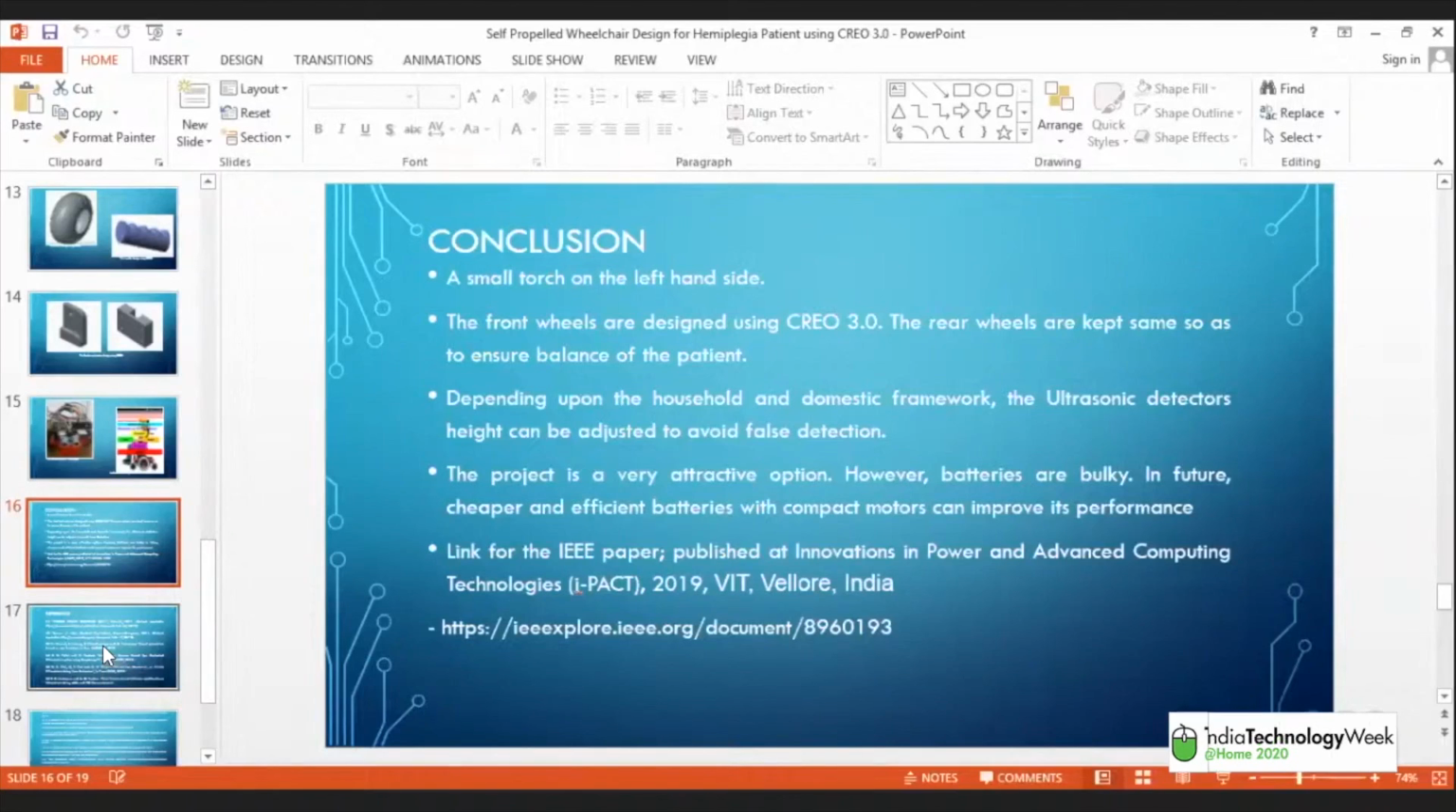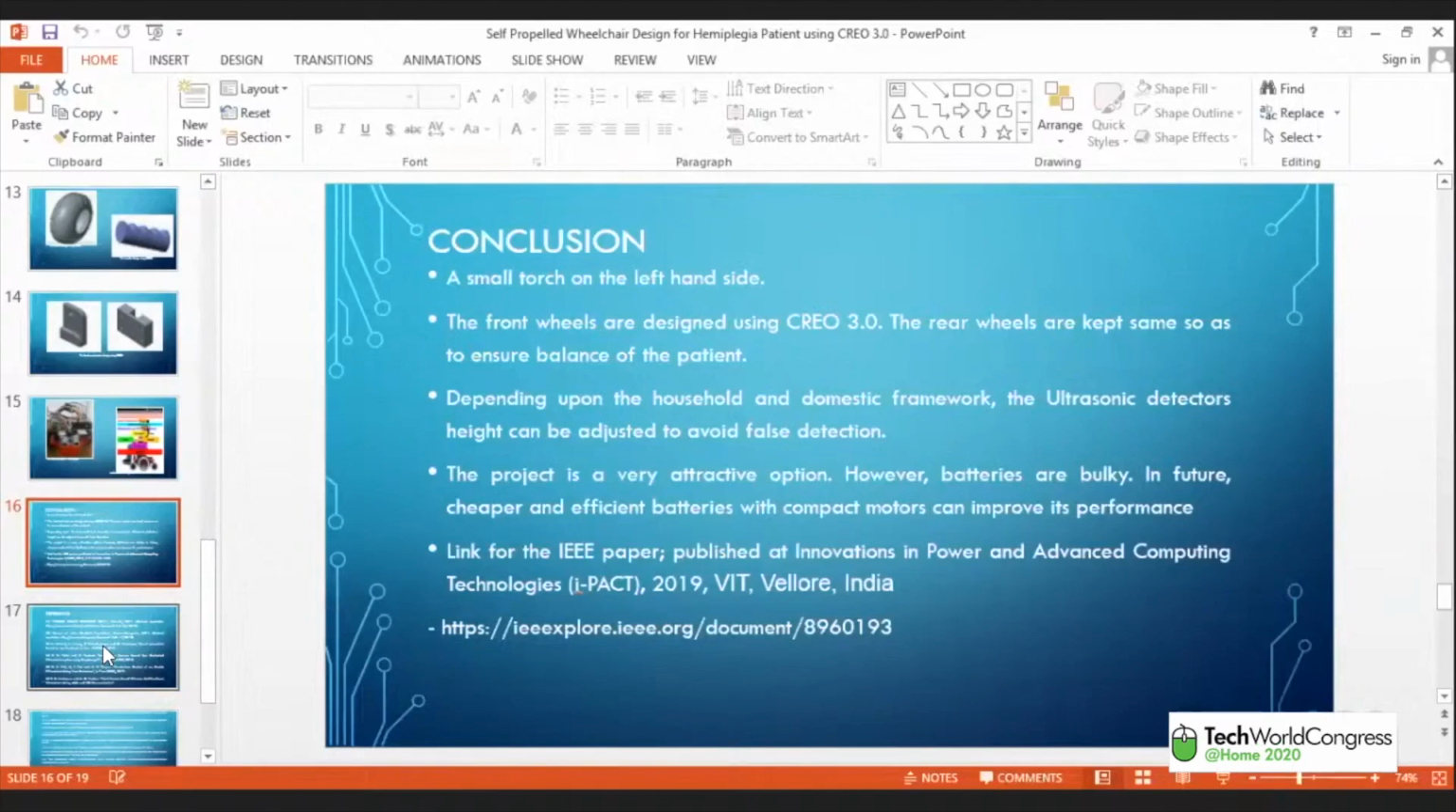Now, false detection comes into the picture because ultrasonic detectors generally work in a straight line, and because your house may have a different configuration, you can alter the position of the detectors, or maybe you can use some other detectors if you think this will not work. The project is an attractive option, but our constraint was the batteries. The batteries are bulky. Hopefully, in future, if we get better batteries, we'll be able to perform better.